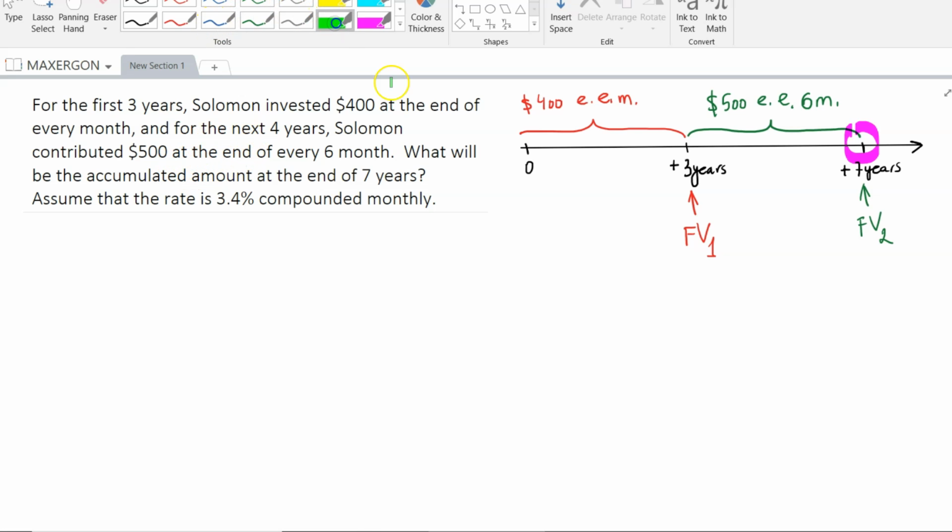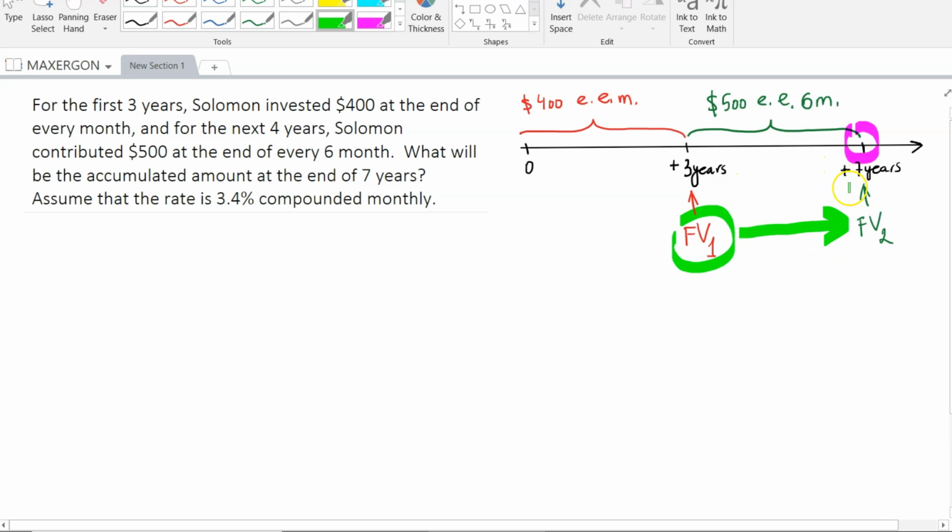The final part of the solution will be then in moving future value 1 into the future for 4 more years. Because future value 1 will be located at the end of 3 years, future value 2 will be located at the end of 7 years. In order for us to add future value 1 and future value 2, we first need to adjust future value 1 by moving it into the future. In other words, we'll need to find future value of future value 1. Then we'll be able to add this adjusted future value 1, which we'll call future value 3, and future value 2. We'll show how this works in the solution.